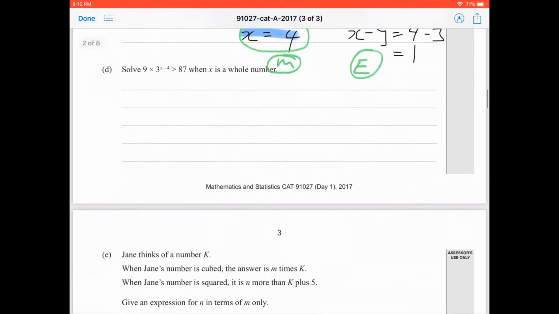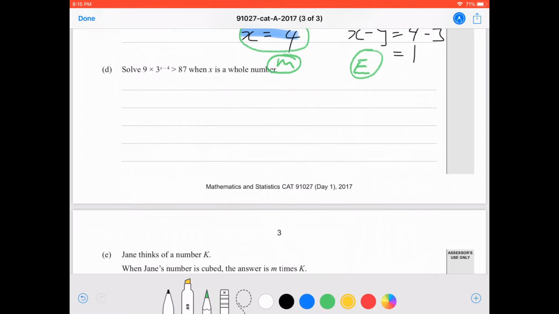Question 1D now. We solve 9 times 3 to the power of x minus 4 is greater than 87 when x is a whole number. So we've got this inequality, 3 to the power of x minus 4 is greater than 87. And I say it every time it comes up, this is a classic MCAT question. It helps to know your powers of numbers in the MCAT, so powers of 2, 3, 4, 5, 6 even.